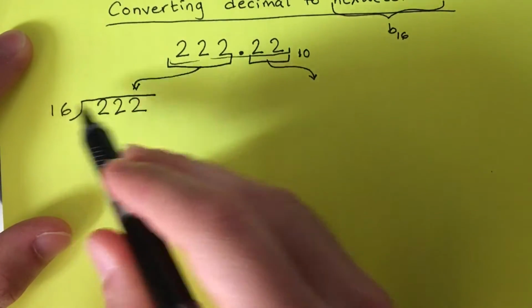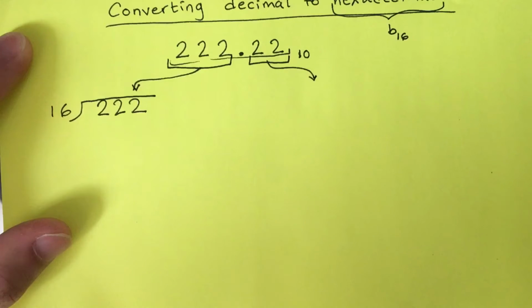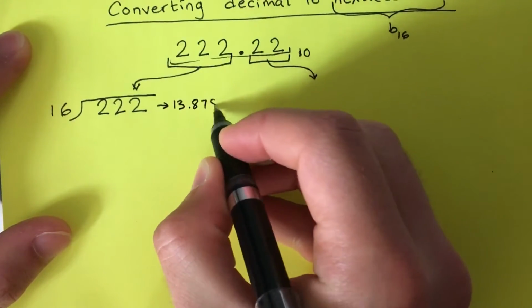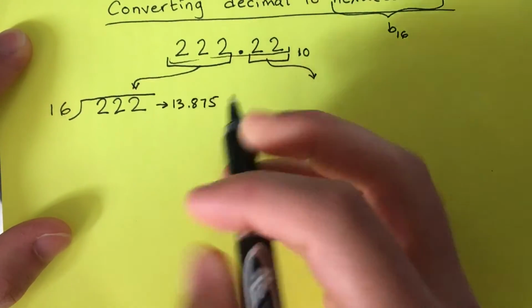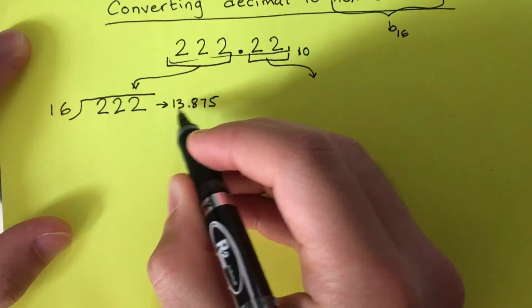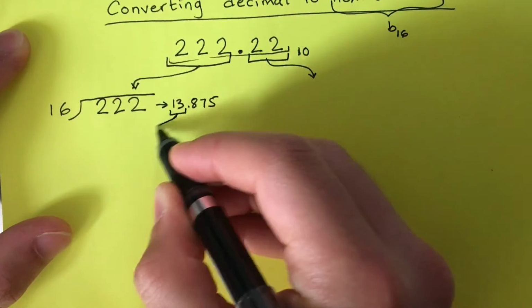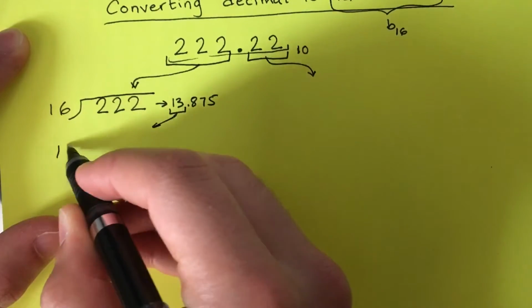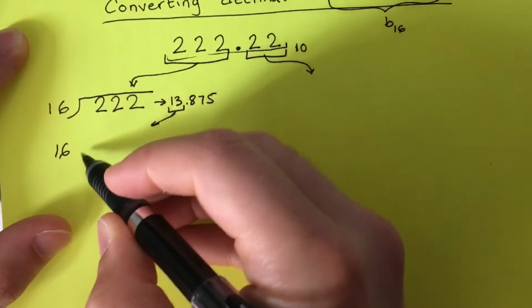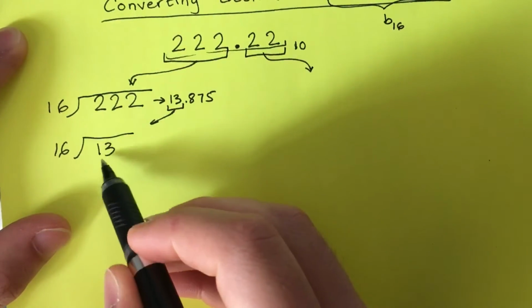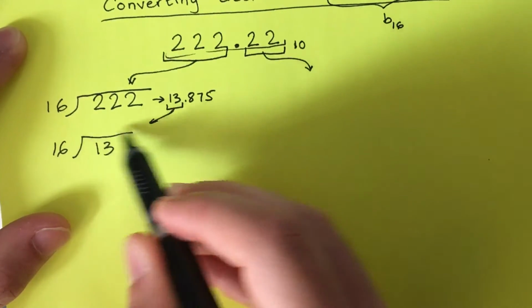So we're going to divide 222 by 16, and we get 13.875. So we got two portions. We have to the left of the decimal, and to the right of the decimal. The one that's to the left, we're going to take for more division. As I said, we're going to be dividing the number multiple times. Always, we're going to have whole numbers under the division sign.